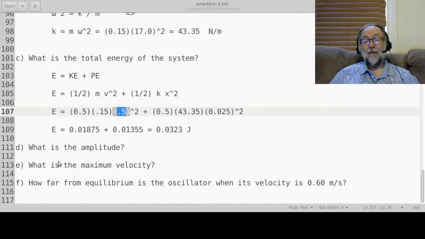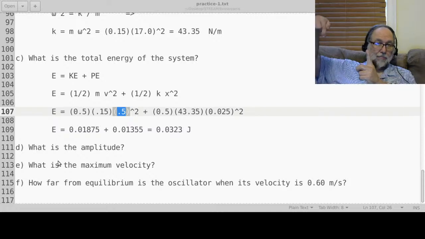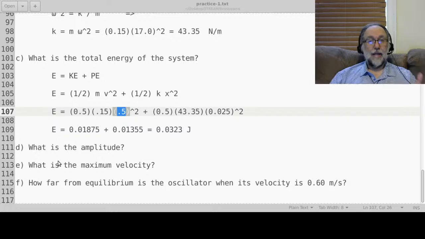What is the amplitude? Well, the amplitude you can get from the energy, because all the energy at the endpoint is potential. Why? What happens at the endpoints? It stops and turns around. Well, it stops, v is 0. When v is 0, kinetic energy is 0.